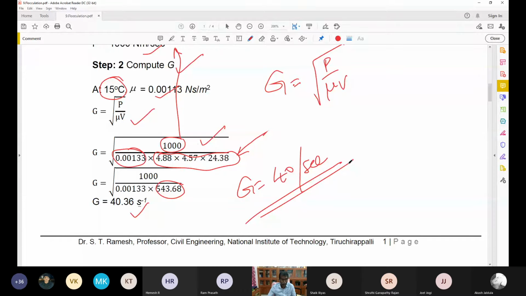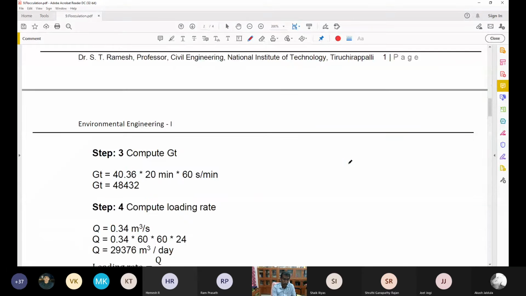Yeah, G value. And GT is very simple. G multiplied by T value, the detention time. G we have calculated in the previous step. Detention time is mentioned in the problem as 20 minutes. Then you just multiply by 60 to convert to seconds. If you multiply G and T, you may get 48,432 as a dimensionless number. The minutes are converted to seconds, and both are in seconds, so the seconds will cancel. Thereby GT becomes 48,432.